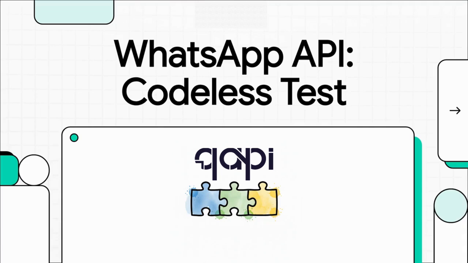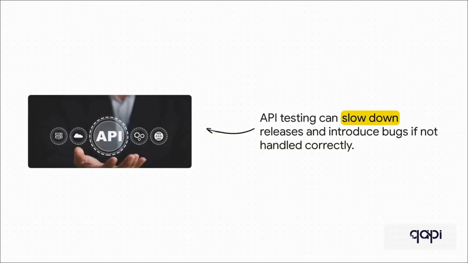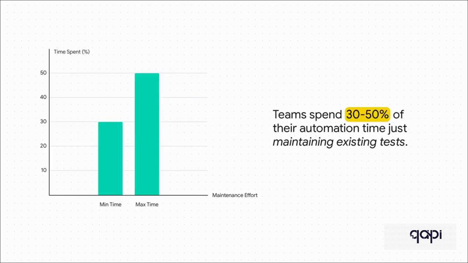Testing the WhatsApp Business API can be a real headache. So let's look at a codeless way to fix that. Okay, so let's get right to it. For so many teams, API testing is just a massive bottleneck. And when you're trying to ship features fast, slow API testing just gets in the way. Get this, teams spend up to half their time just fixing tests they've already written.